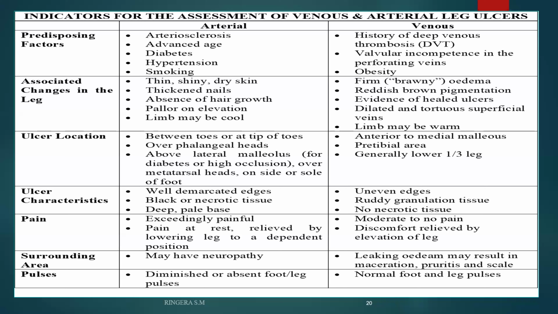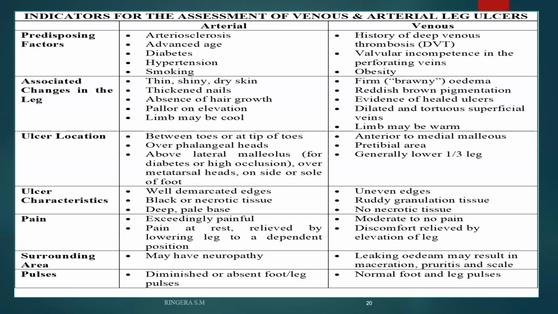And for the associated changes in the leg for the arterial patient, you notice thin, shiny, dry skin. You notice wicked nails when you do your examination. You will notice absence of hair growth, including on the female leg. We know females have a bit of hair also, although it may not be as pronounced as for the male patient, but you find there's a complete absence of hair growth even for the female patient. You may observe pallor on elevation of the limb, and when you touch the limb, it will be a bit cool.